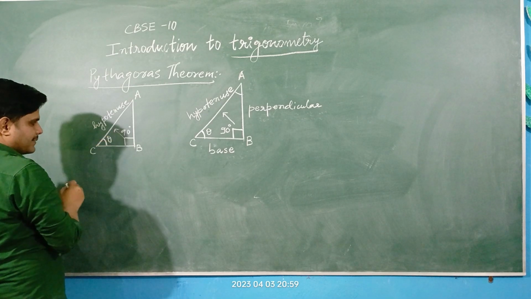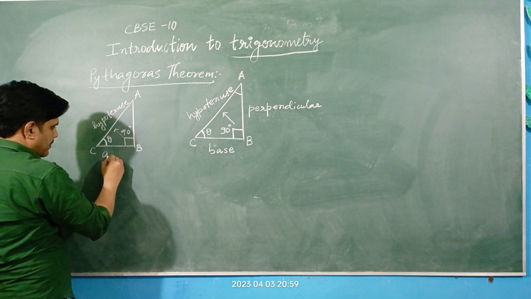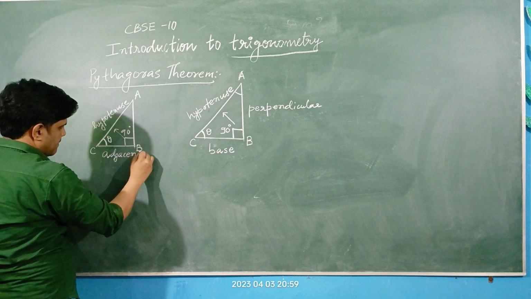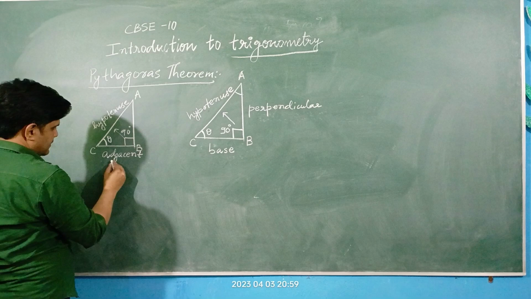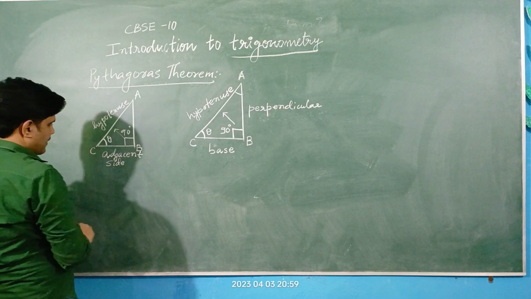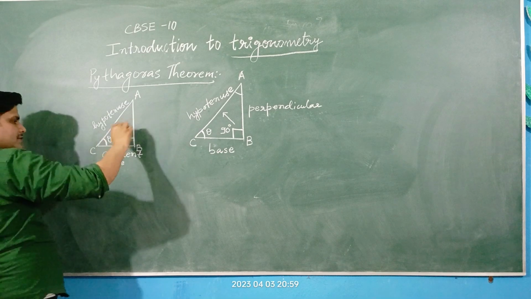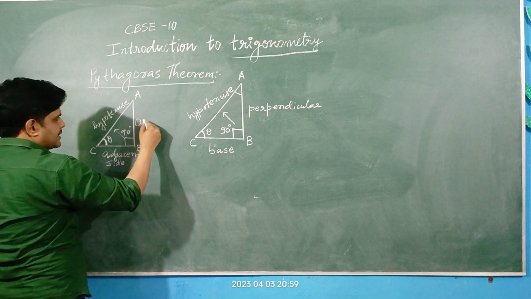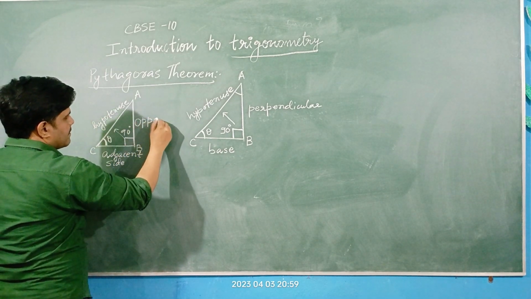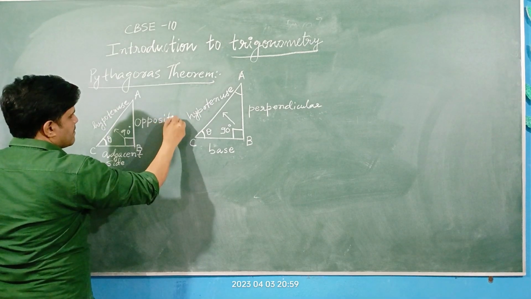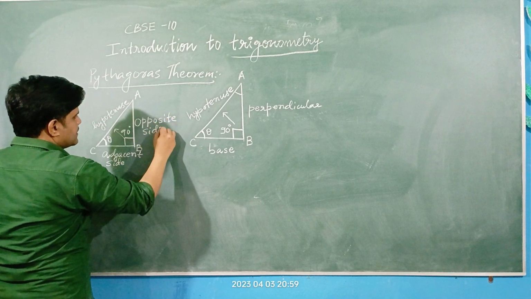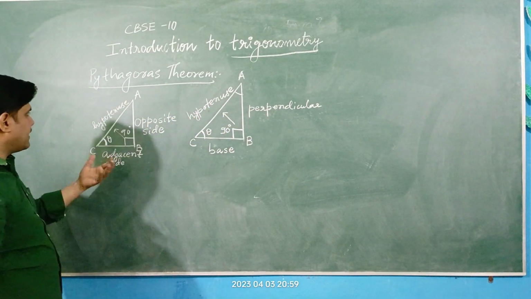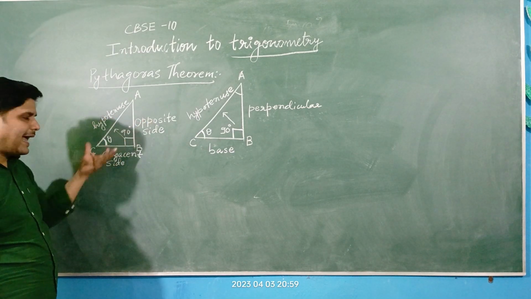And now the side from the point of observation where this angle is made is called the adjacent side. And the side opposite from the point of observation is called the opposite side. These are just the terminologies. You can understand as hypotenuse, perpendicular and base, and we can also have hypotenuse, opposite and adjacent.